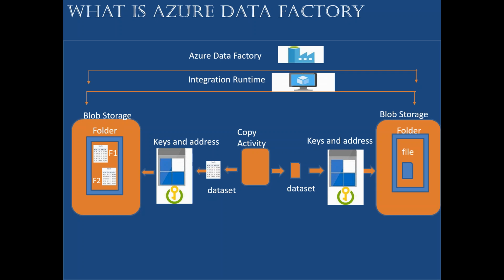Here keys and addresses are basically used for connecting to the source and the target data storages, blob storages. Datasets are basically for selecting the files, selecting the structure, selecting what data you want, what files, what folders, what tables, what columns you want in the table. So if you want to select any sort of data, you do it with the help of datasets.